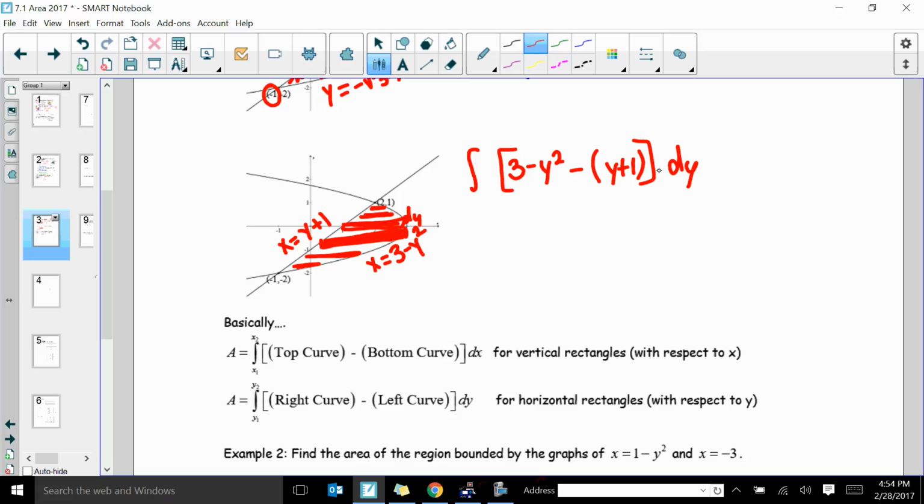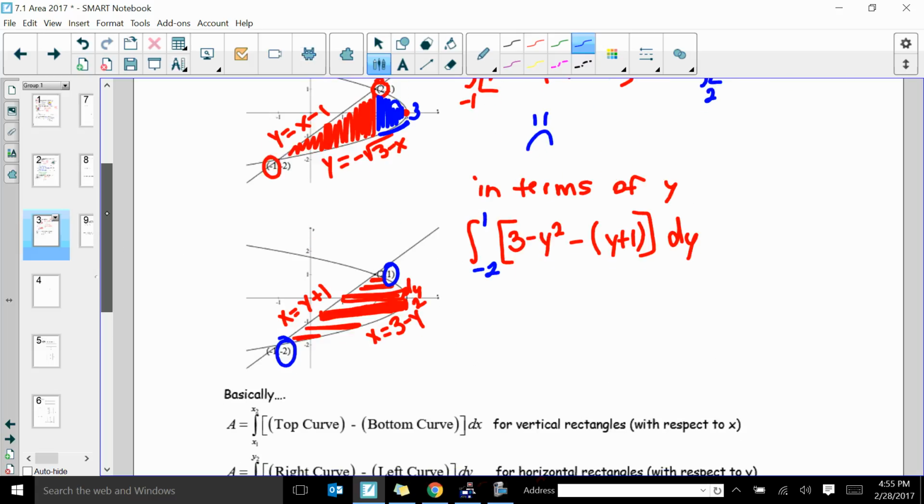But we need the y values because this is all in terms of y. With respect to y could just be said in terms of y. So that means these bounds also have to be the y values. So I'm going to pick the y values, bottom to top, negative 2 and 1.